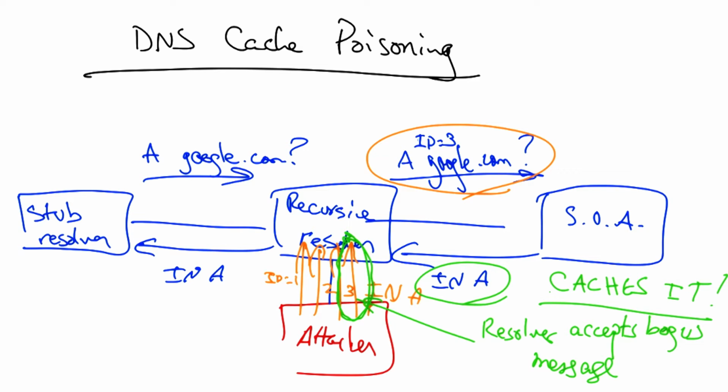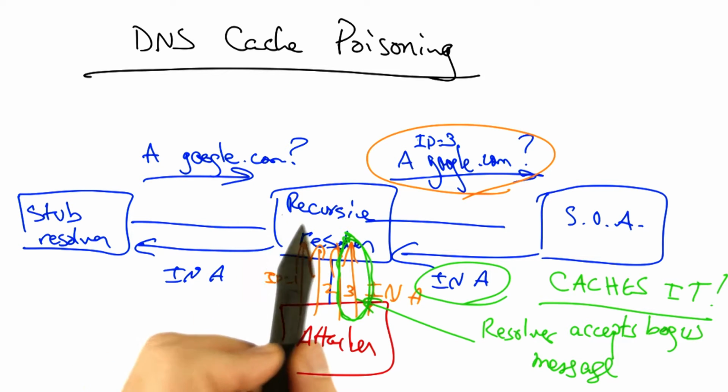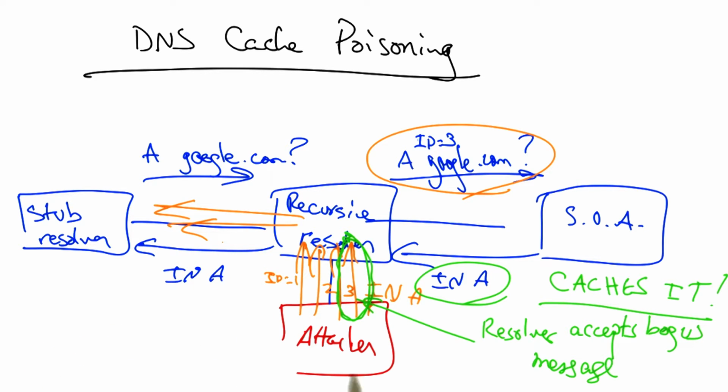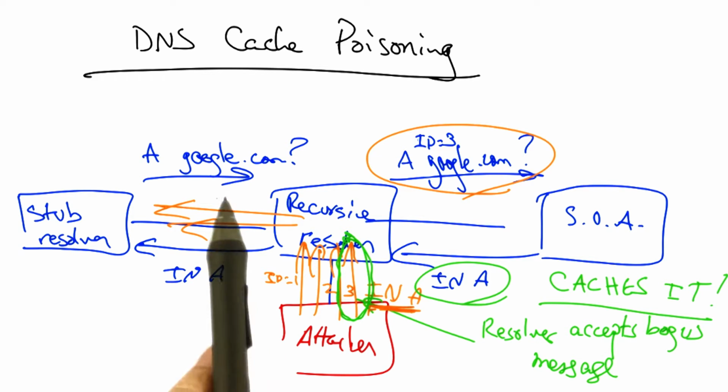And DNS unfortunately has no way to expunge a message once it has been cached. So now this recursive resolver will continue to send bogus A-record responses for any query for this particular domain name until that entry expires from the cache.